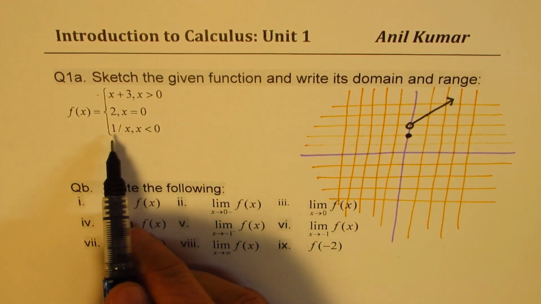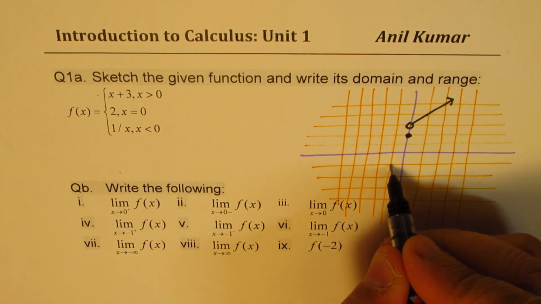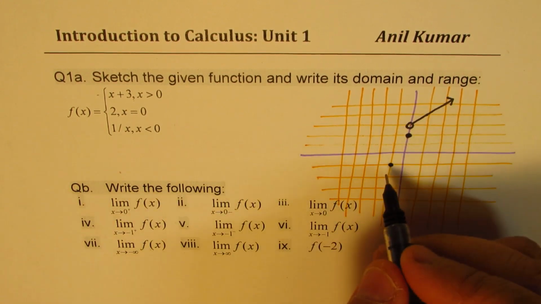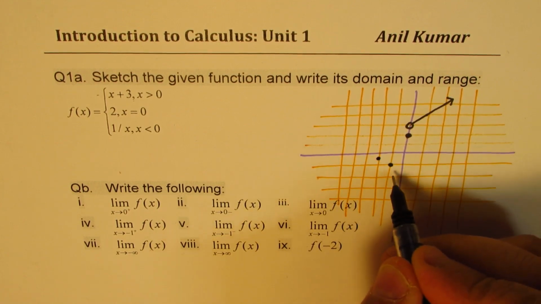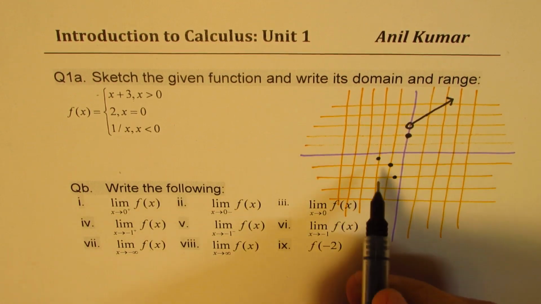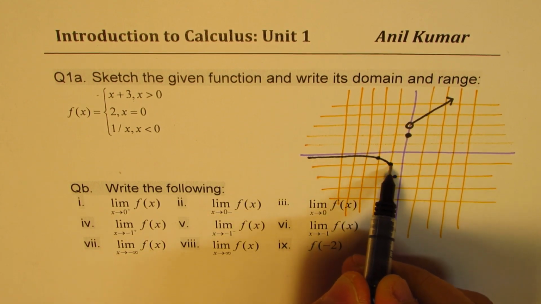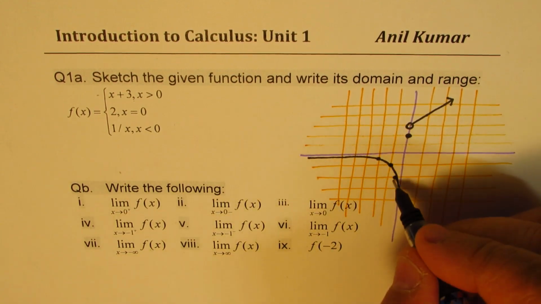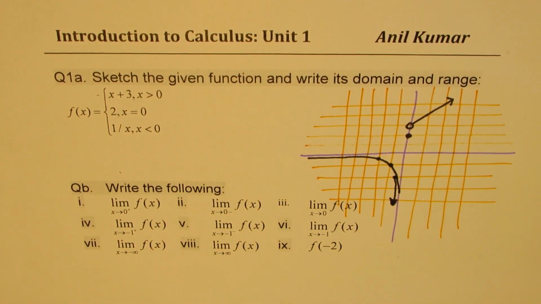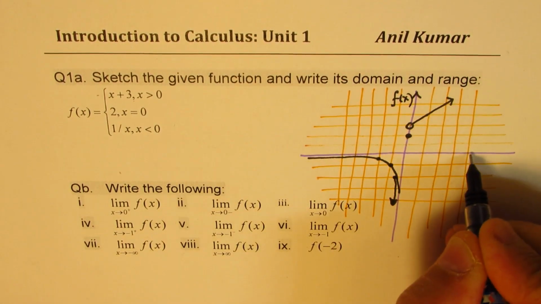And when x is less than 0, it is 1 over x. So 1 over x means at 1 it will be 1, at minus 1 it is going to be minus 1, and if it is minus 2 it's going to be minus half. At half it is going to be 2, right? So we have these points. Connecting these points we get the graph of 1 over x, right? So that is a vertical asymptote for 1 over x, correct? So that is how we could actually sketch the function f of x.